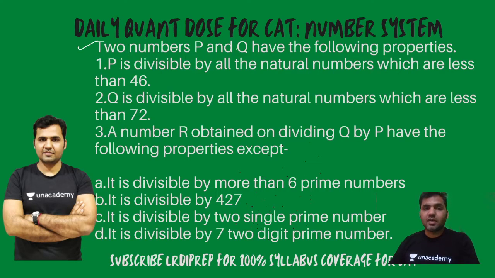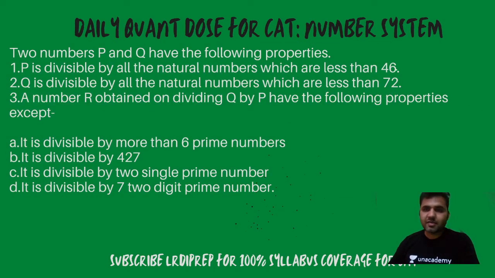Question says two numbers P and Q have the following properties. One, P is divisible by all the natural numbers which are less than 46. So P is a kind of number which is divisible by all the numbers which are less than 46. Q is divisible by all the natural numbers which are less than 72. So Q is another number which is divisible by all the numbers less than 72.